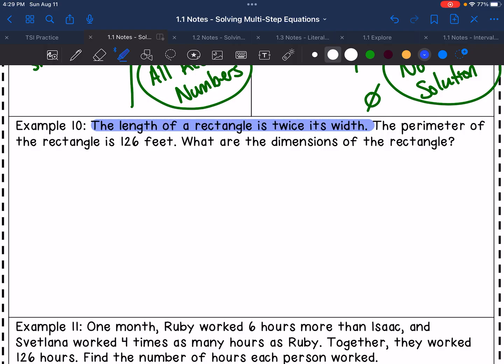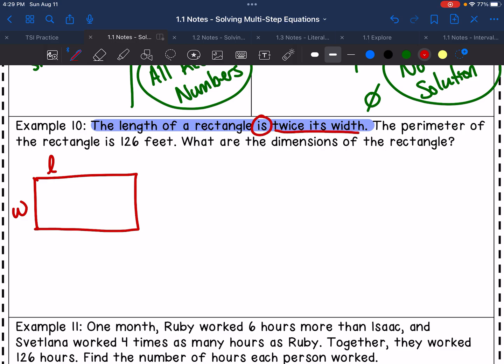From this first sentence, it says the length of a rectangle is twice its width. So I know a couple of things. I know that I'm dealing with a rectangle, and I know a rectangle has a length and a width, right? And then it says the length is twice its width. So what they just told me is that the length is equal to 2 times its width. So right now, this is what I know from just that first sentence.